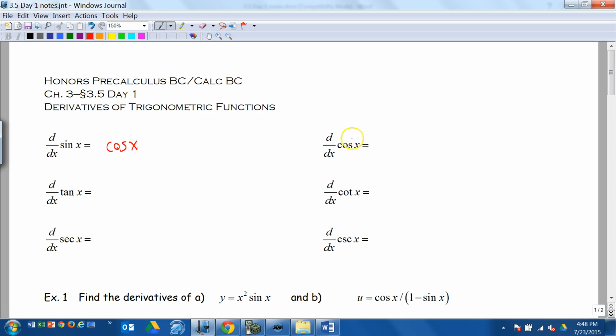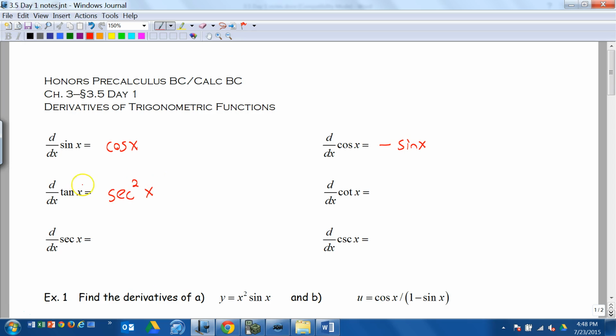The derivative of cosine x, and here you're going to learn that the derivative of any of these cofunctions is opposite, and it's negative. So we're going to have negative, and then it'll go back to sine x. Now that only works for this first pair. The other two will be negative, but it's different. So the derivative of tangent of x is secant squared of x.